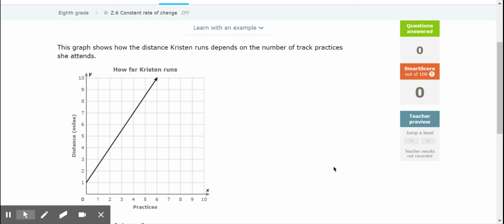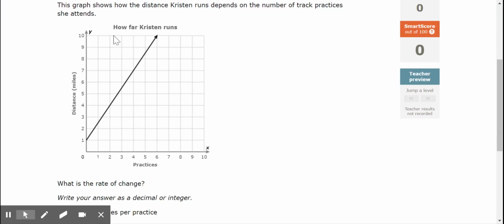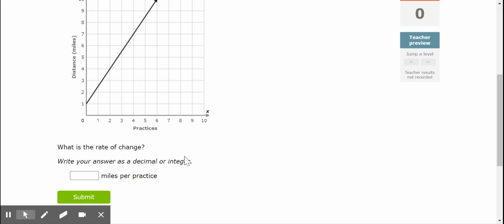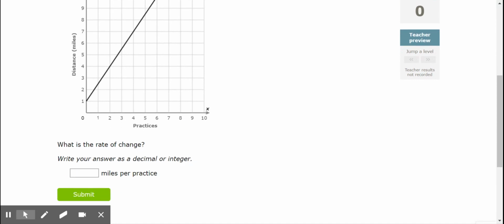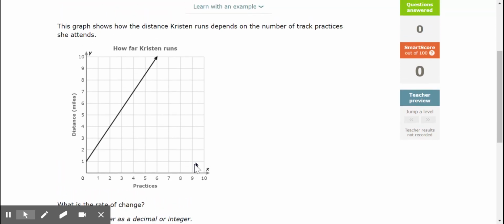All right, hello. So today we are going to do the code ZPF, which is constant rate of change. It says the graph shows how the distance Kristen runs depends on the number of track practices she attends. And here, this is her graph. And they want to know what is the rate of change, or slope, means the same thing, and to write your answer in decimal or integer form.